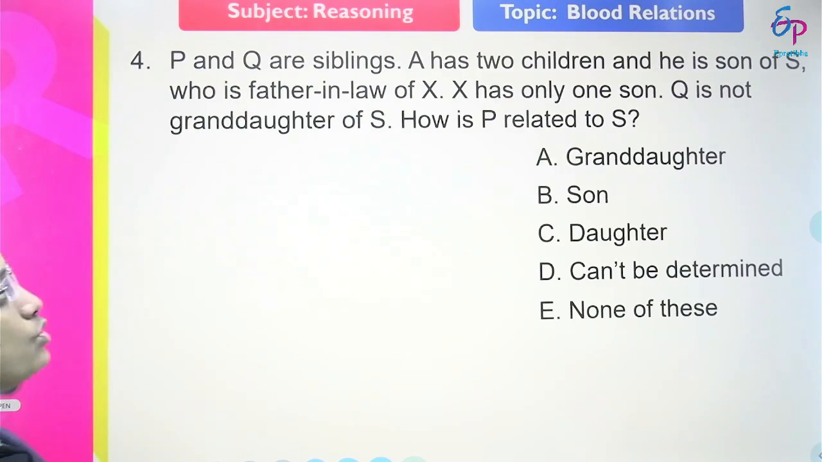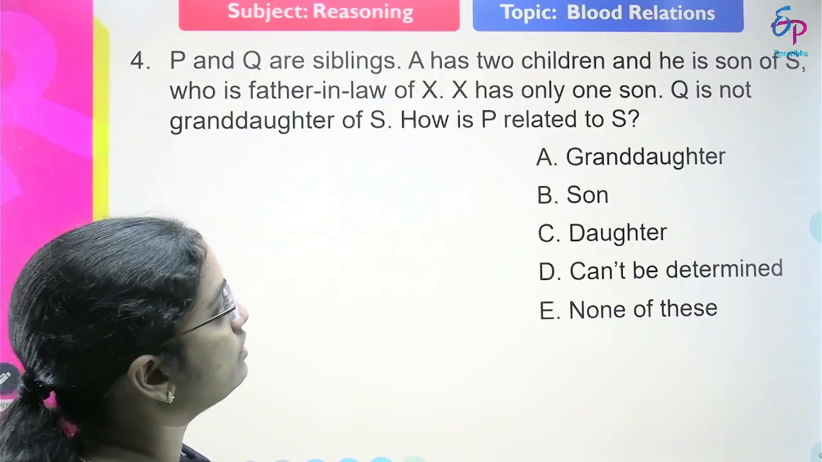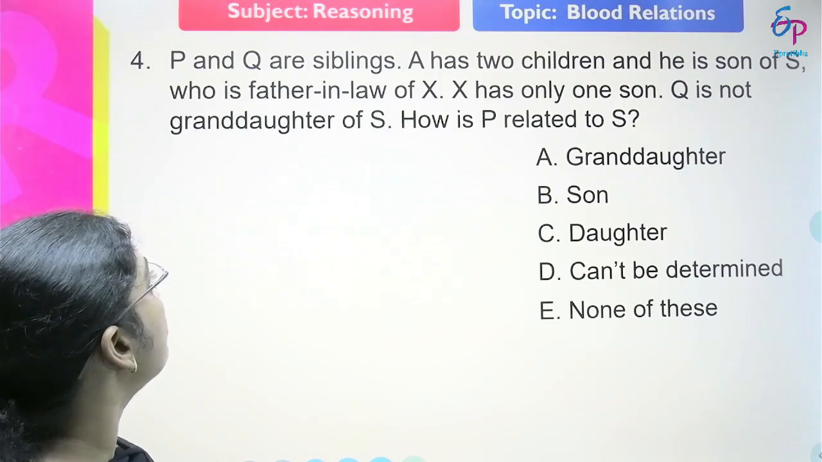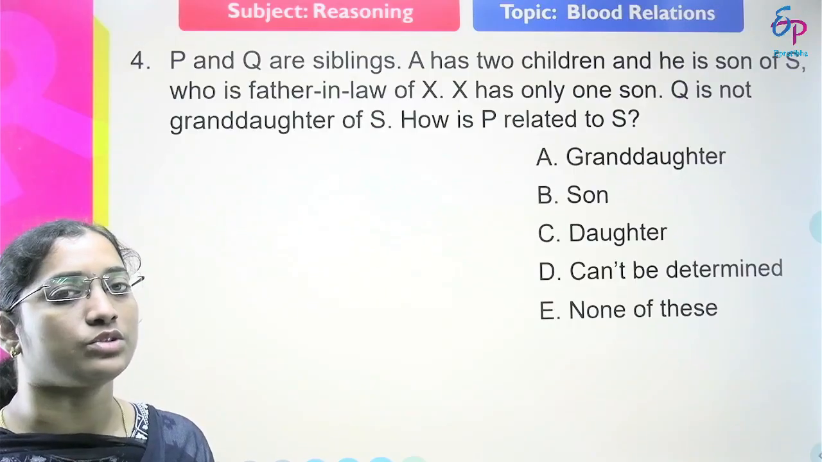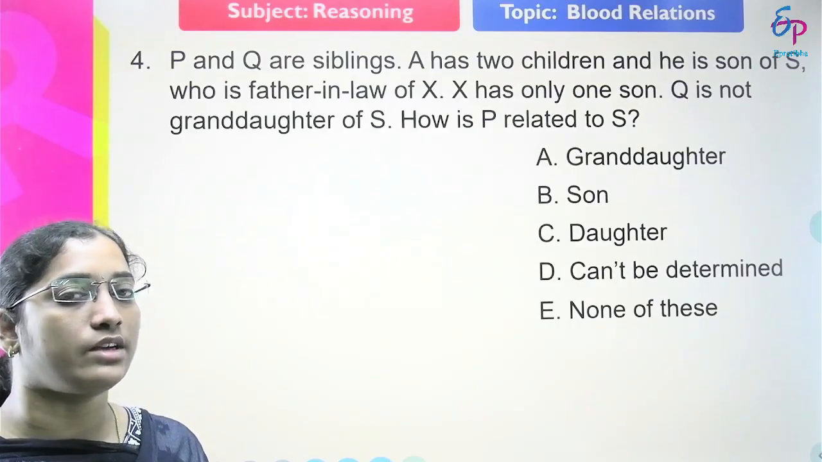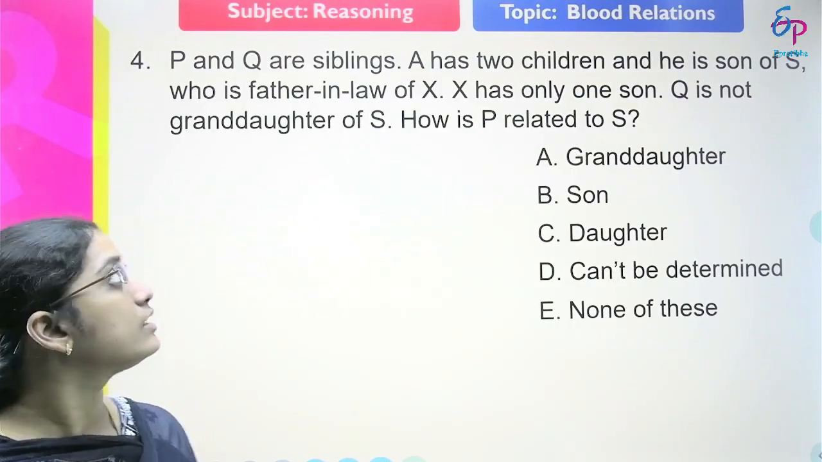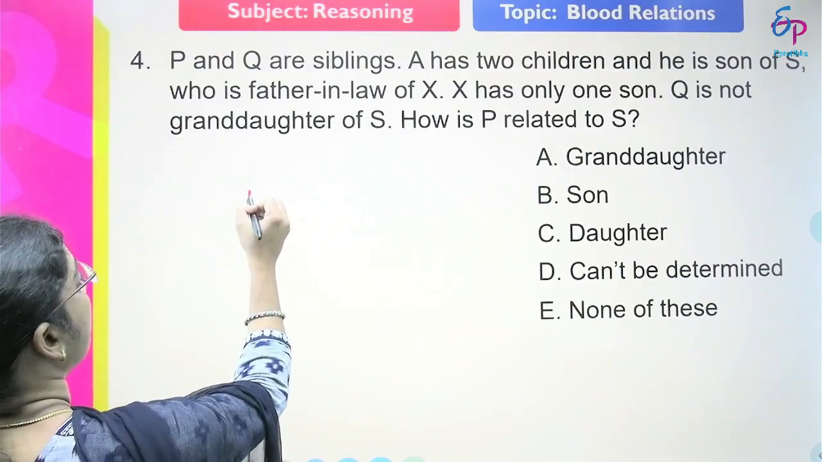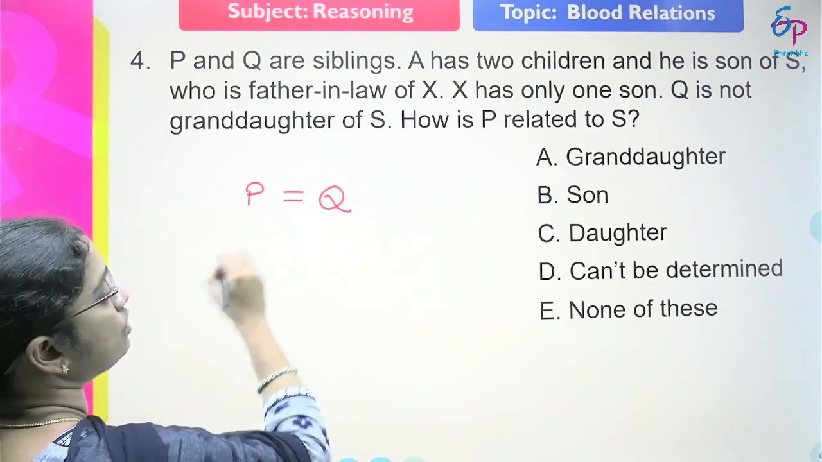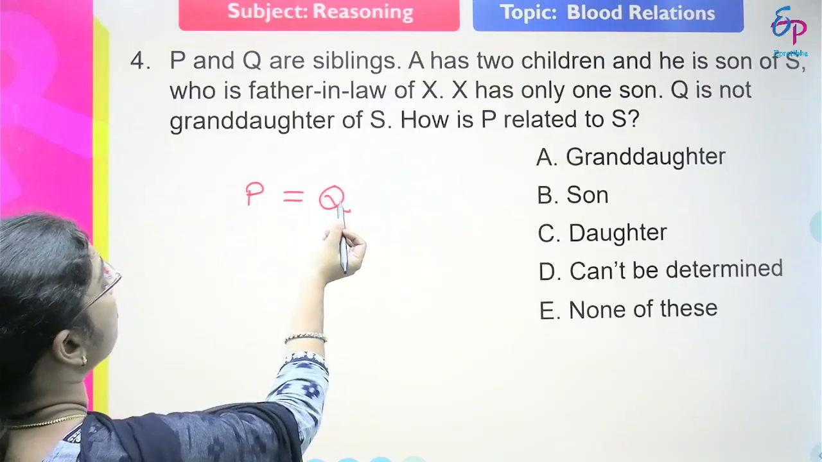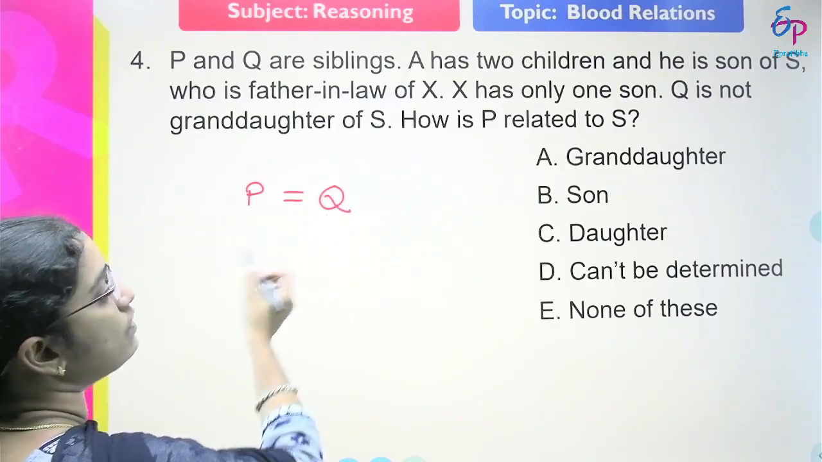Okay, P and Q are siblings. A has two children and he is son of S, who is father-in-law of X. Okay, so here also we are having more than two statements of information. Definitely that is a puzzle type question, right? So first I want to take P and Q are siblings. Siblings means is equal symbol, right? So here I want to use the equal symbol. So P and Q are siblings, but we don't have the gender of P and Q.